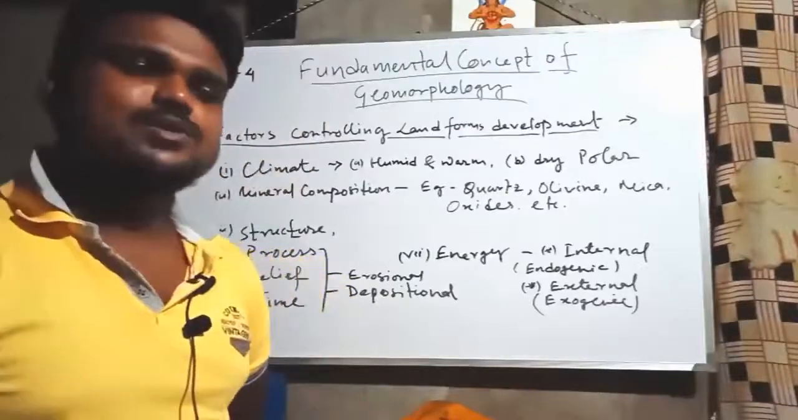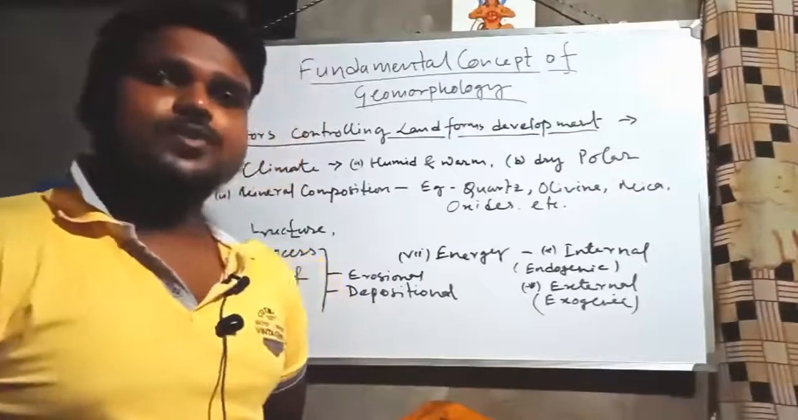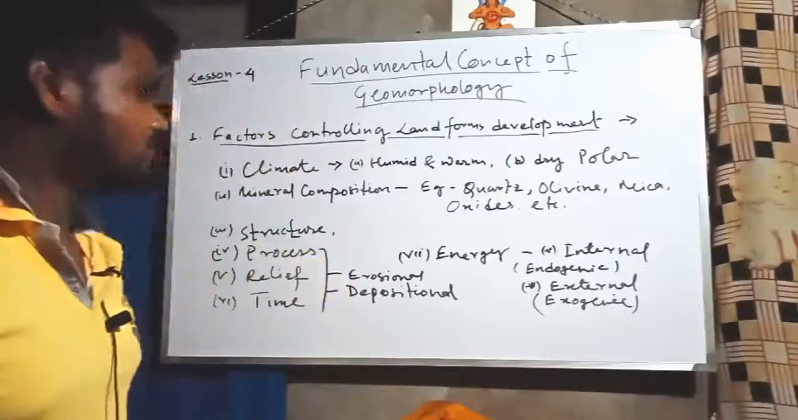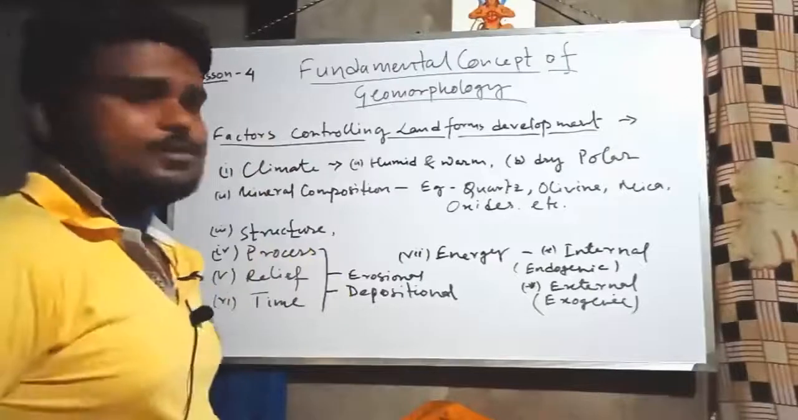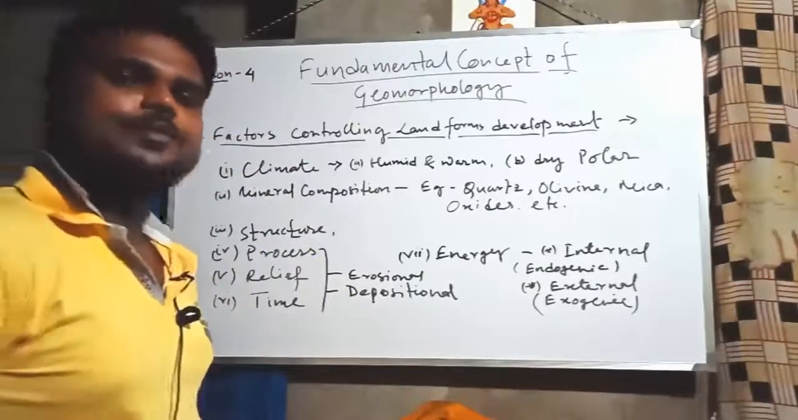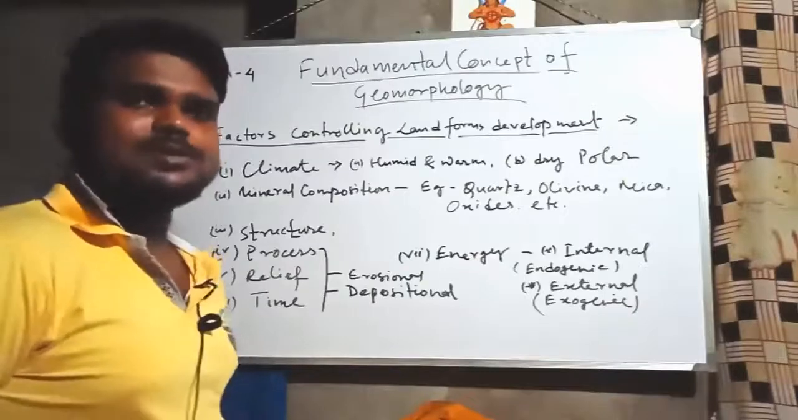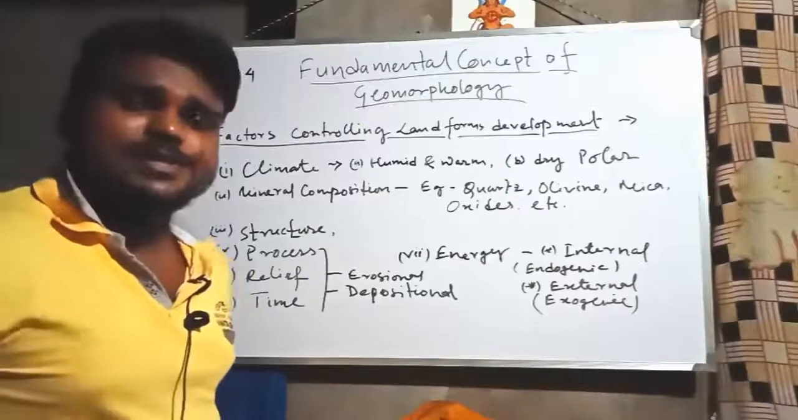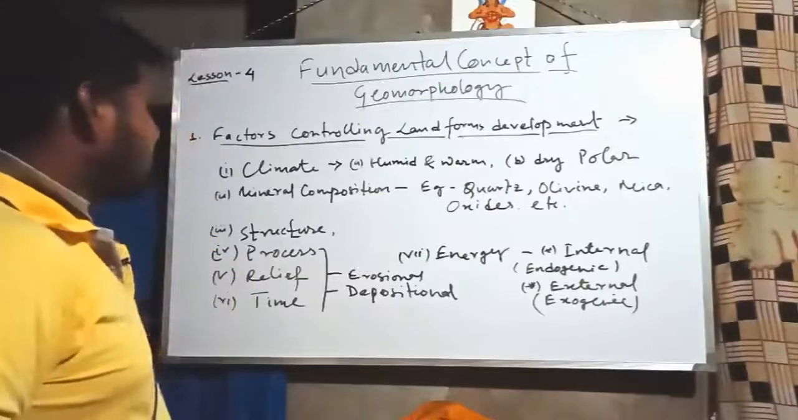So in our last class we discussed the geomorphic processes. Today we'll discuss how the landforms are formed, the factors which control landform development. Landform development means the process in which the landforms are created and the processes which are involved in creating the landforms. Okay, so let us discuss them.